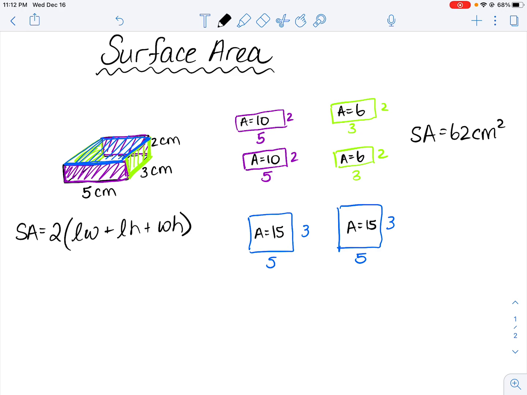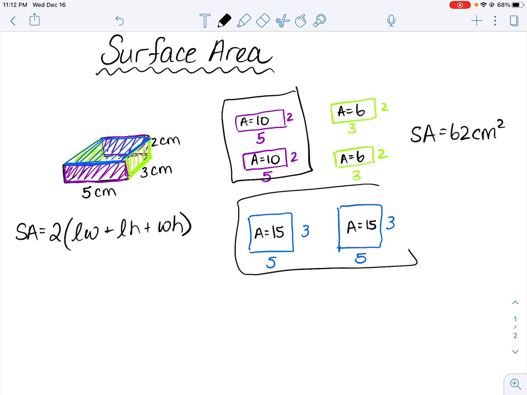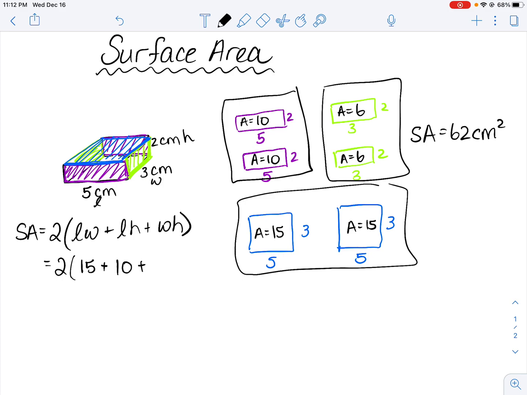You can see that formula would save you a little bit of time because it knows that you have 2 of each side. So you pick something to be your length and something to be your width, and we'll call that height. Length times width would be 15 because 5 times 3. Length times height, 5 times 2, would be 10. And width times height would be 3 times 2, which is 6. Same thing we just did. 15 plus 10 plus 6 will be 31. And then 2 times 31 is 62.